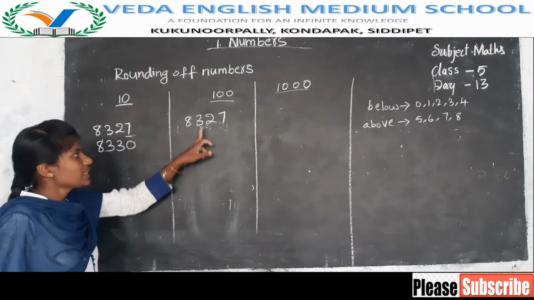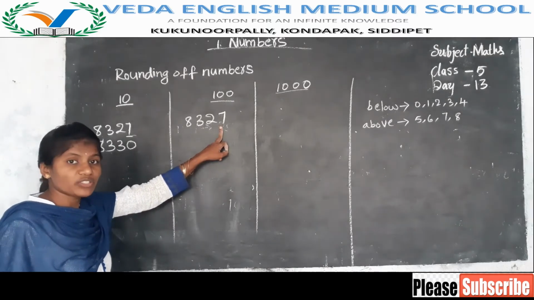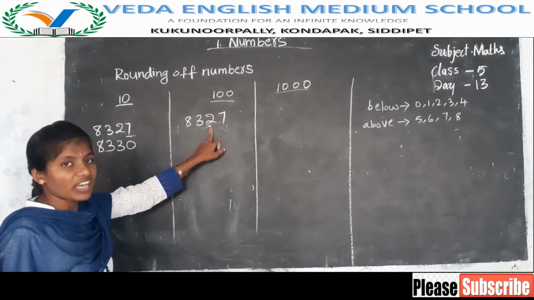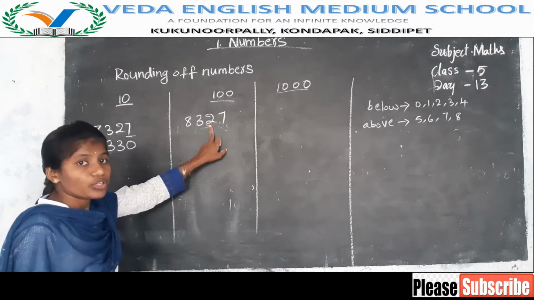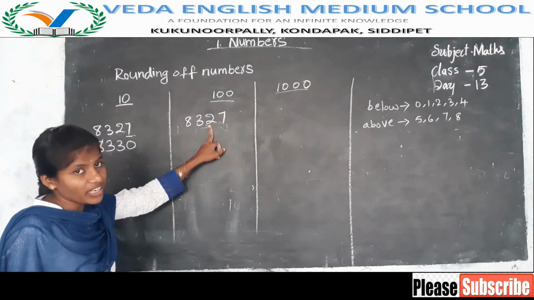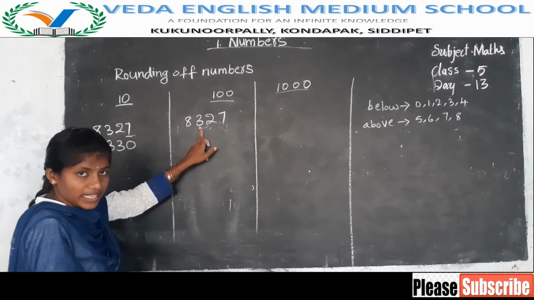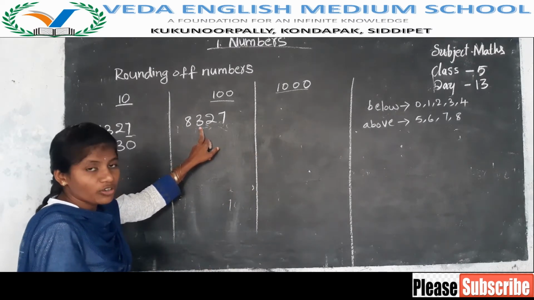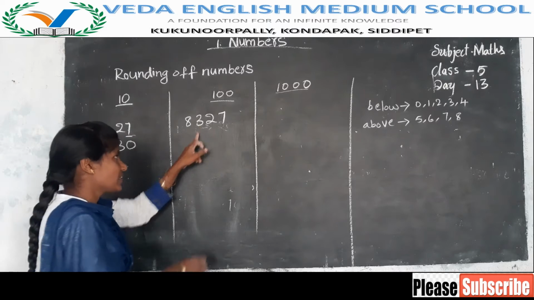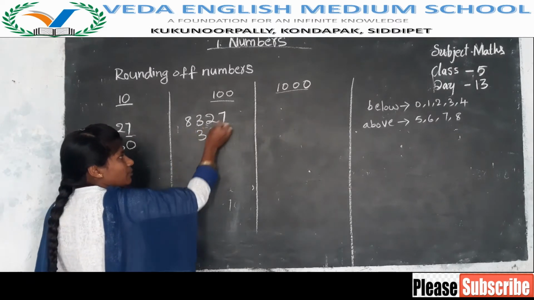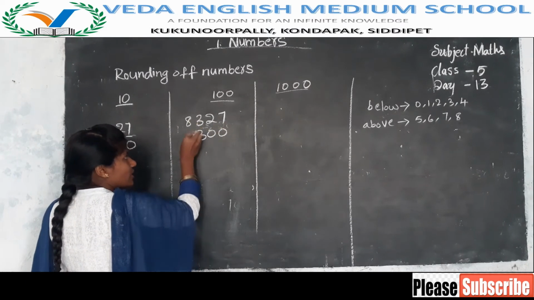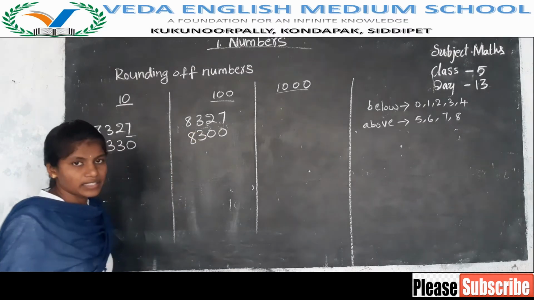Now nearest hundreds means which place value you have to check now? Tens place. What do you have in the tens place? 2. 2 is above 5 number or below 5 number? Below 5 number. Below number means you have to increase the next number. No, there is no need to increase the next number. You have to write the next number as it is, and remaining two numbers are zeros. You have to write 8300 as it is.